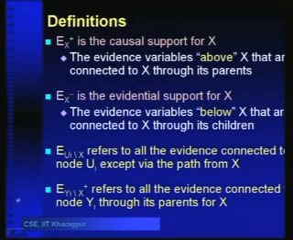In addition, we have two other things, just try to remember this also. What is ui? Parent of x. So, E of ui except x, where this operator in set theoretic terms means except, refers to all the evidence connected to node ui except via the path from x. So, ui is a parent of x, and whatever evidence is there in the ancestors of ui comes under ui except x.